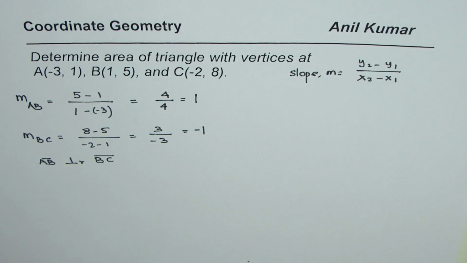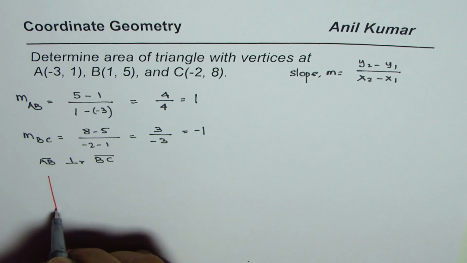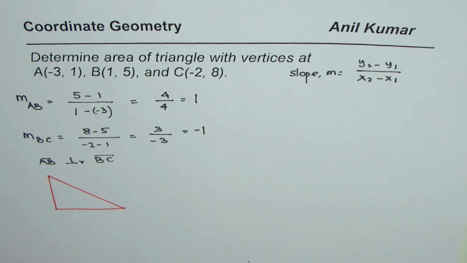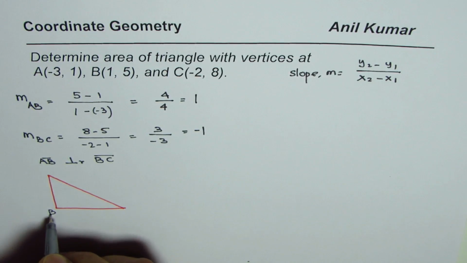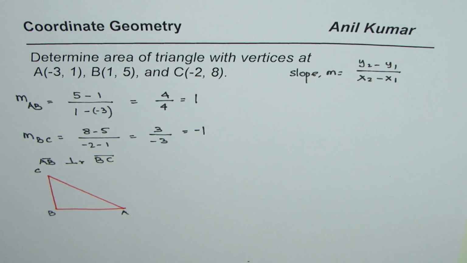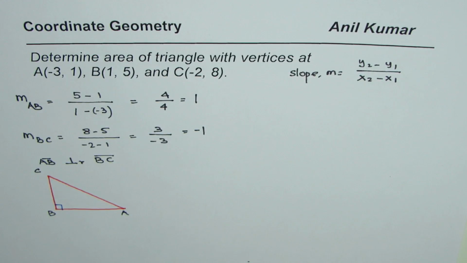So what I'm trying to say here is that if you sketch this triangle, these two lines are perpendicular. I'm just drawing approximately. We are saying AB and BC are perpendicular, so B is the common point here, and we have these points as A and C. So that is the kind of triangle you have, where we have a right angle at B. That clearly shows that area could be written as half base into height. So area is half base into height.